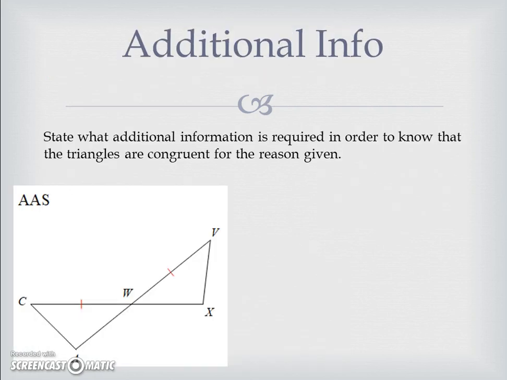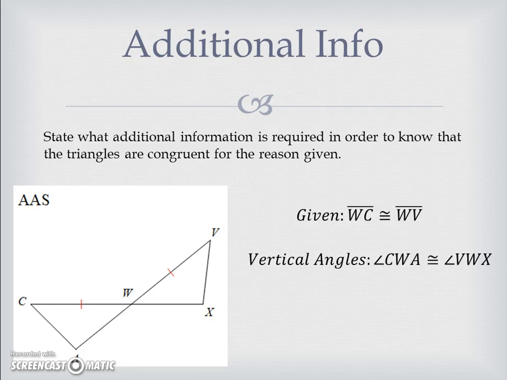Next thing we need to know is some additional information. This question asks, what else do we need to say angle angle side? First off, you start with what is given. CW is congruent to VW. We can also automatically figure out vertical angles, so we can go ahead and mark angle CWA and angle VWX. We can go ahead and mark vertical angles. So what we're missing for angle angle side is another set of angles. But we have to make sure that our angles are not touching our side. So we are looking for angle X and angle A. So angle A is congruent to angle X, and that's what we need, so that's our answer.